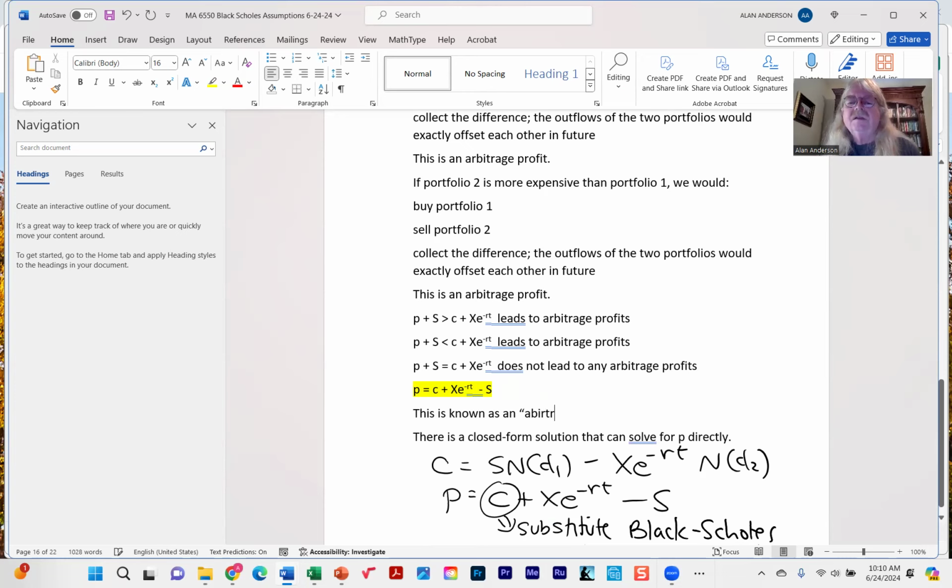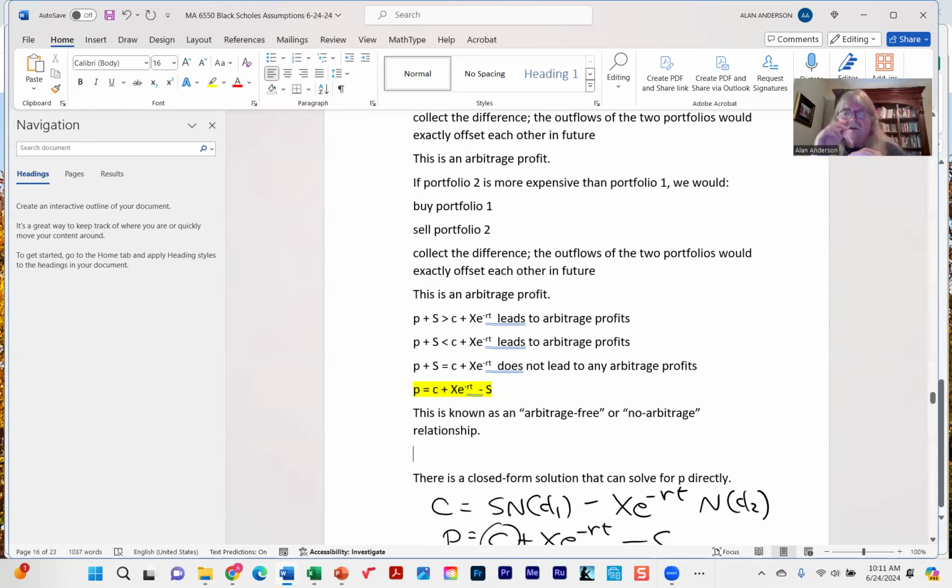Or sometimes it's called a no arbitrage relationship. Now, not every relationship in finance is arbitrage-free. There are many relationships that tend to hold in the long run, but it's not possible to exploit them if they fail to hold. But in the derivatives markets, virtually all the relationships that you'll be looking at are enforced by this notion of no arbitrage.